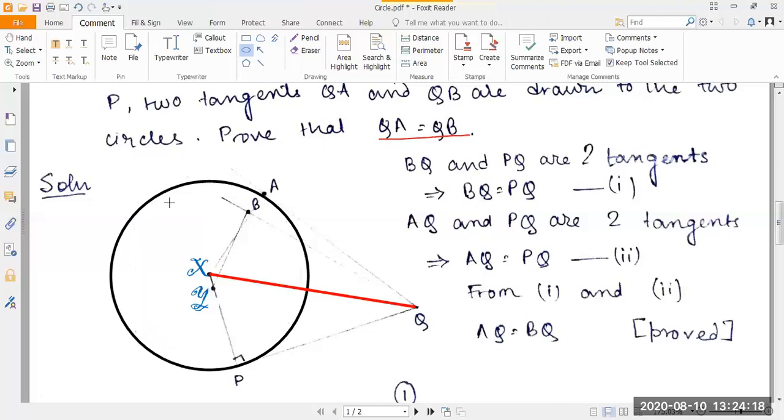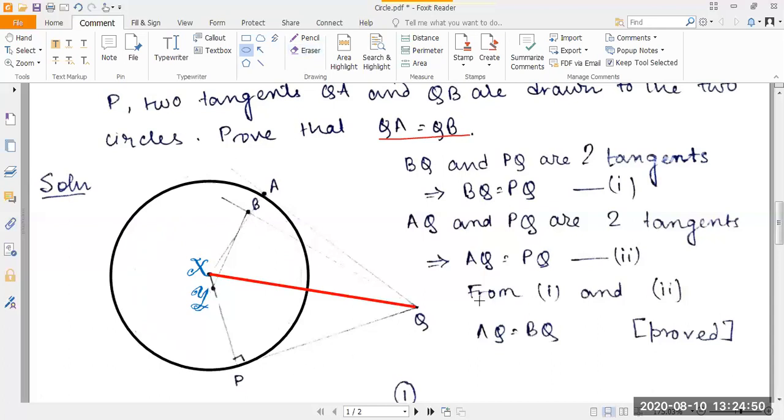Let's take for the time being this bigger circle, which has a center at X. From an external point Q, we draw two tangents, each of which touches the circle at points P and A respectively. So you have tangent AQ and tangent PQ. The corresponding radii are XP and XA. Forget about B for the time being.